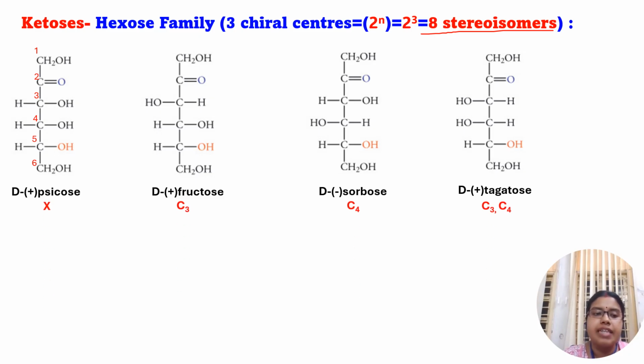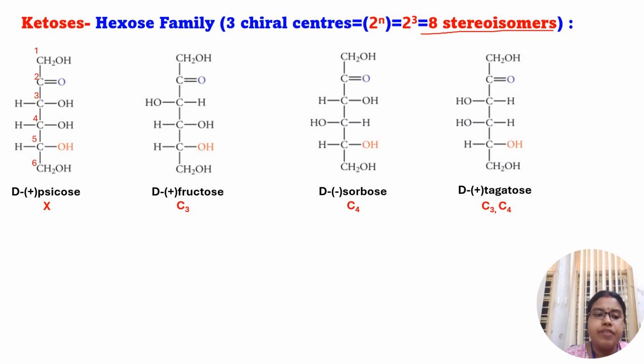Similarly, in the case of psicose, C1 is CH2OH and C6 is CH2OH, and C2 is the oxidized group, that is the keto group. Then at C3, C4 and C5, the hydrogen is on the left-hand side and OH on the right-hand side. At the penultimate carbon, that means the farthest carbon from the keto group, C5, the OH is in the right direction, that's why it is the D isomer of psicose.